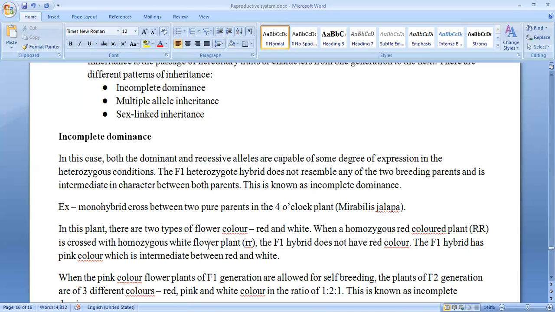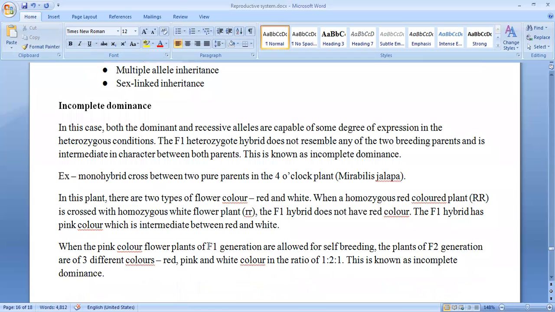Now, if you take these pink colored flowers, that plant if you take, and you allow breeding within themselves, all the pink colored flower plants itself you allow to breed, then you will find that the next generation, that is the F2 generation, in that generation, the plants may be of three different colors. They may be red, they may be pink, or they may be white. So the ratio of that will be one part of red, two parts of pink, and one part of white. So here, this kind of a pattern is called as incomplete dominance.